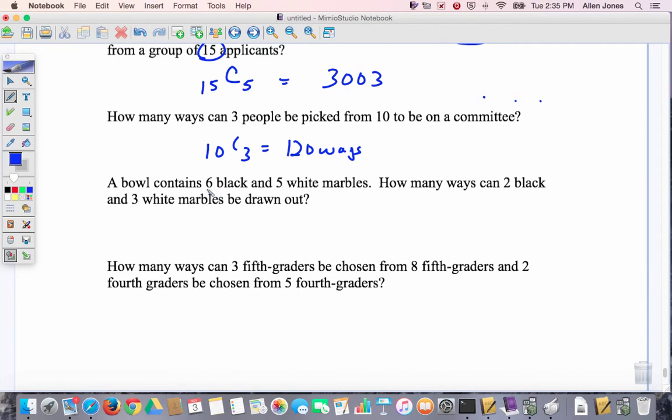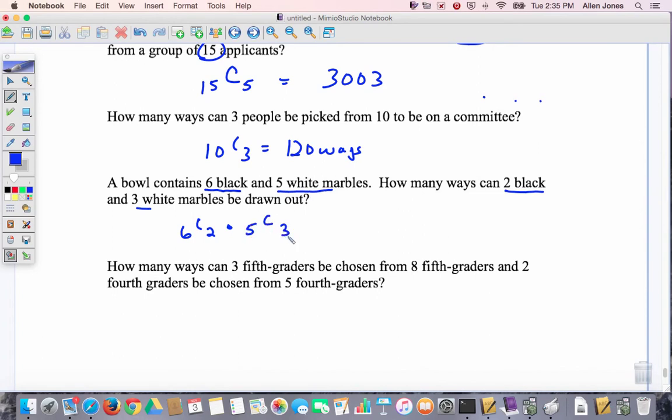A bowl contains 6 black and 5 white marbles. How many ways can 2 black and 3 white marbles be drawn out? Here we have 2 different categories. We have 6 black, and we want to draw out 2. Does it matter what order we draw the black marbles out in? No, so it's 6C2.